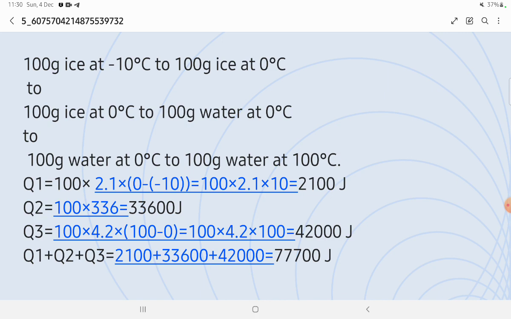Okay, and the third step, 100 gram of water at 0 degree centigrade to 100 gram water at 100 degree centigrade. So here again there is change in temperature of water, so we have to take specific heat capacity of water, and it is mc delta T, so 42,000. So the total amount of heat energy that will be required, you have to add these three. Okay, so this is my final answer.